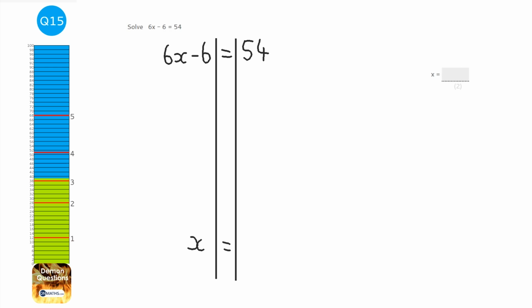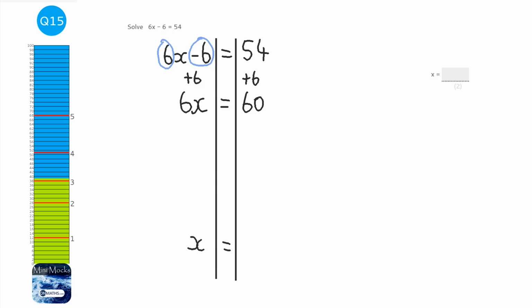Looking at the left hand side, we need to get rid of the take away 6. Now we must remove the plus or the minus first, as long as it's not trapped in a bracket or a fraction. So we're going to get rid of the minus 6. To do that, we need to do the opposite of it. So we need to add 6 to both sides. So we're going to end up with 6x on the left hand side, because we've got rid of the minus 6. And we're going to add 6 to that to make 60.